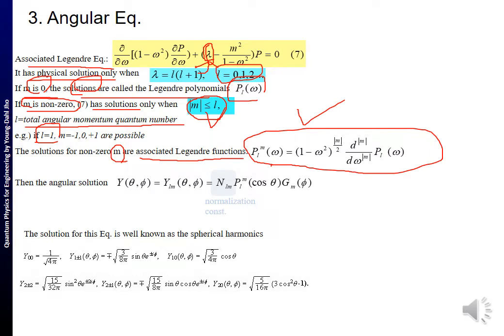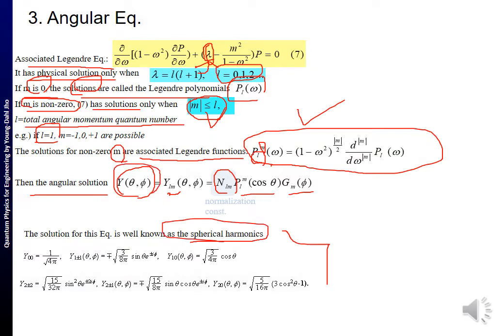So in this way, the angular solution Y is given like this. Y actually depends on what kind of quantum number L, and what kind of quantum number m you have. So we have this L-m dependence, and it is replaced like this. The P function and the previous G function are multiplied, and there's a normalization constant. And we list some of this solution Y. This solution Y is called spherical harmonics. Okay?